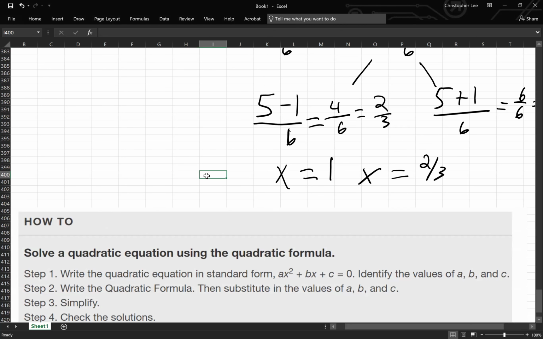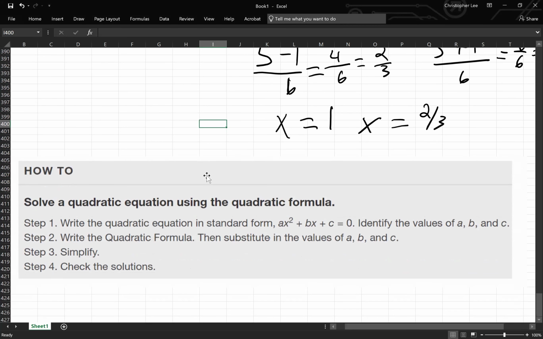So real quick, just want to give you guys some notes. This is how to solve a quadratic equation using the quadratic formula. Step one, write the quadratic equation in standard form, which is ax squared plus bx plus c is equal to 0. Identify the values of a, b, and c. Step two, write the quadratic formula, then substitute in the values of a, b, and c. Step three, simplify the answer. And then step four, check the solutions. That's it.